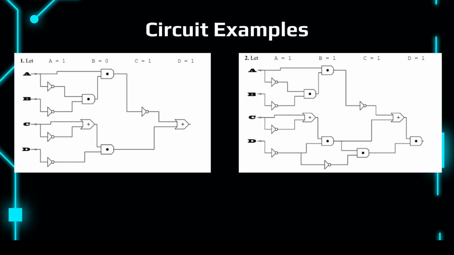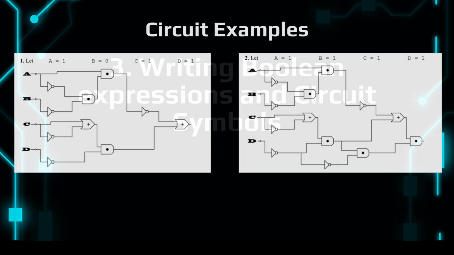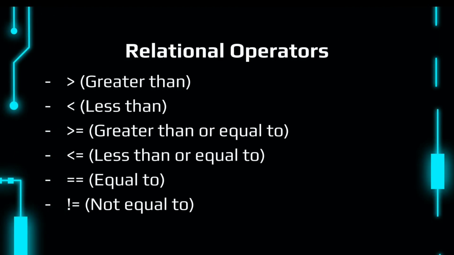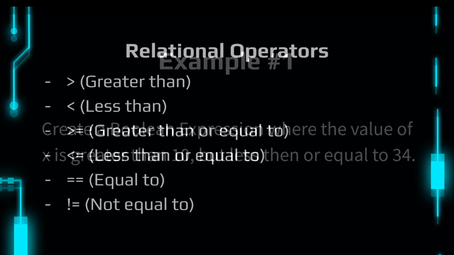These are some examples of circuits. Writing Boolean expressions and circuit symbols. These are the relational operators that we use when we create Boolean inequalities. They include greater than, less than, greater than or equal to, less than or equal to, and not equal to.